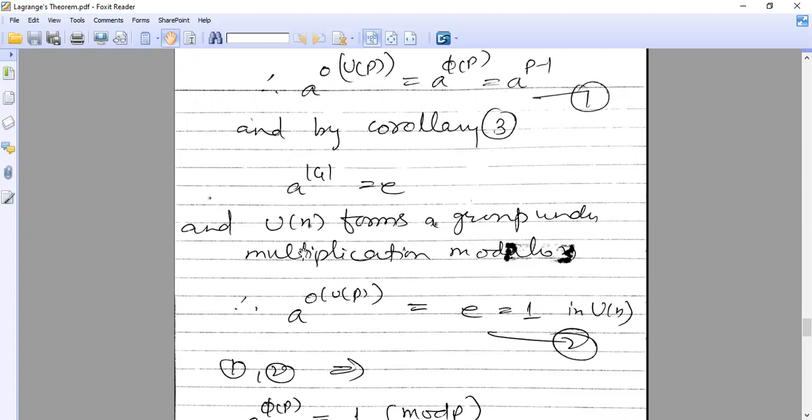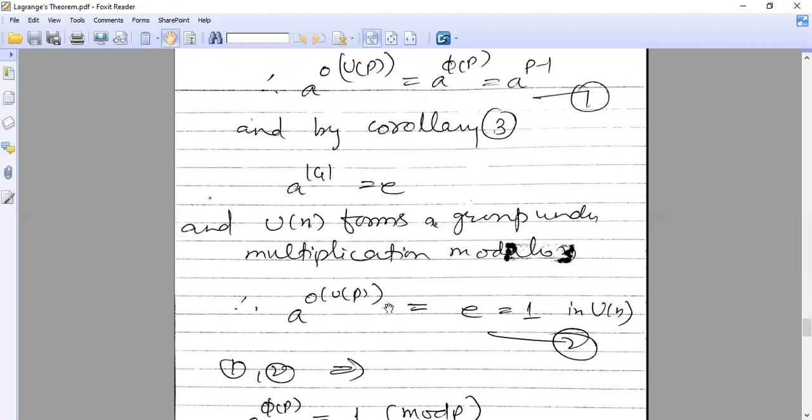If you have this set U(n), the positive integers less than n relatively prime to n, a set where you have all the positive integers which are less than n relatively prime to n, then that set U(n) forms a multiplicative group. It forms a group under multiplication modulo n.